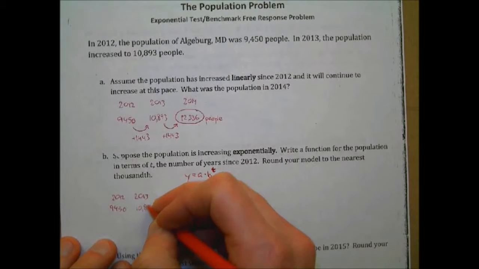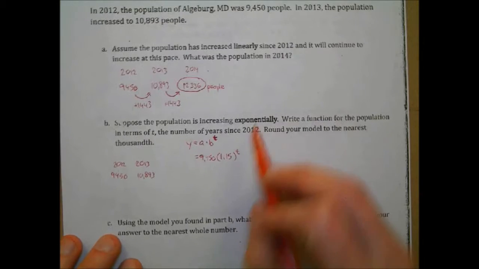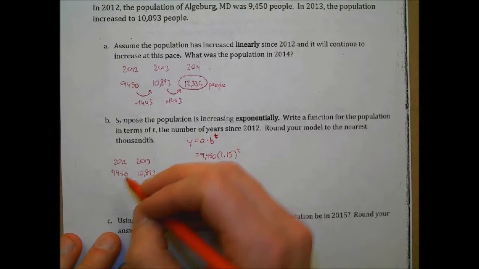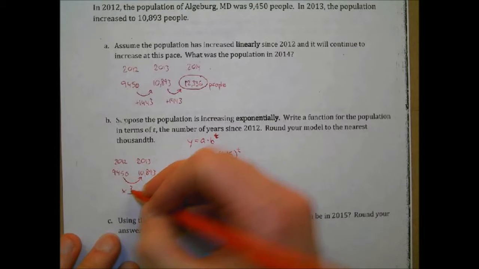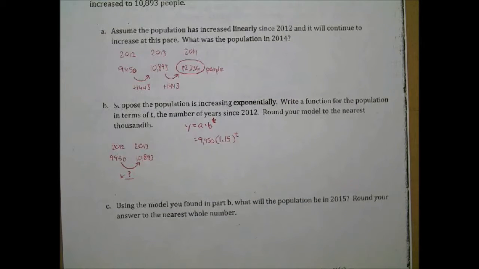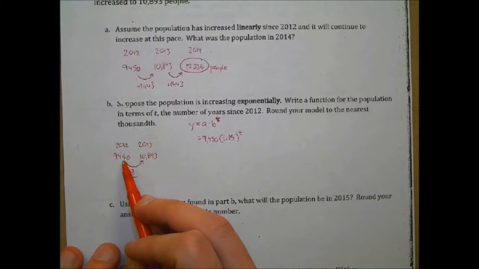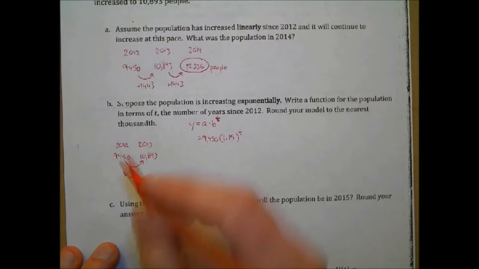Okay, if we're going to say this relationship is exponential, that means there's a number we're going to multiply by. We're going to multiply by something here. We've got to figure out what we can multiply by. 9,450 times what gives us 10,893? That's what we need to figure out, our common ratio here.